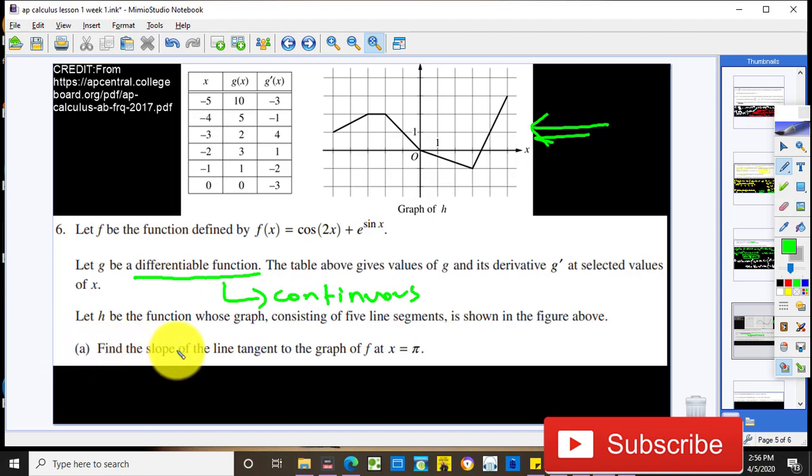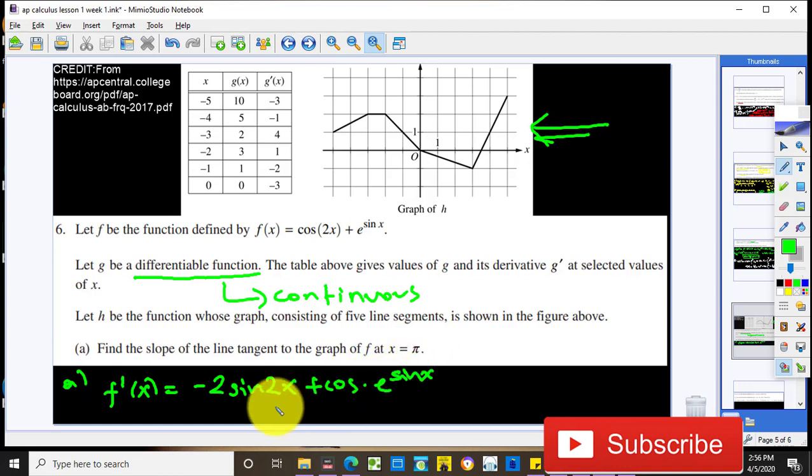In part A, it says find the slope of the line tangent to the graph of f at x equals pi. So we know that the slope of the tangent line at a specific point is equal to the first derivative of the function at that point. So we need to figure out the first derivative. The first derivative of f of x is going to be equal to negative 2 times sine 2x plus cosine x times e to the power of sine x. So now we're going to evaluate this expression when x equals pi.